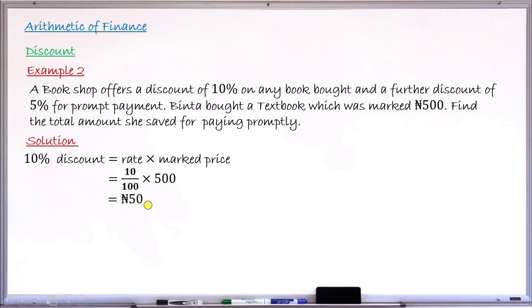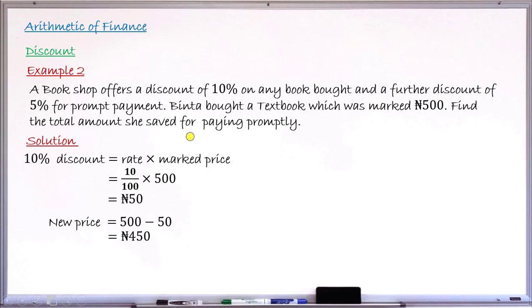To that, I'm going to have the new price of the book. The new price of the book is now going to be the original price, that is the marked price 500, minus the discount, which is 50. So that gives me 500 minus 50, which will now be 450 naira. So this is the new price of the book.